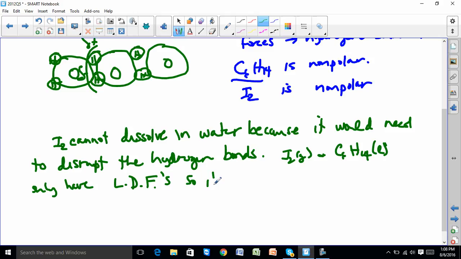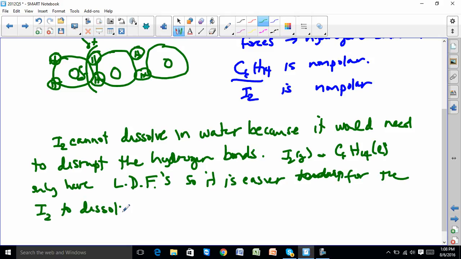So it is easier to disrupt. It is easier for the I2 to dissolve, meaning the intermolecular forces.